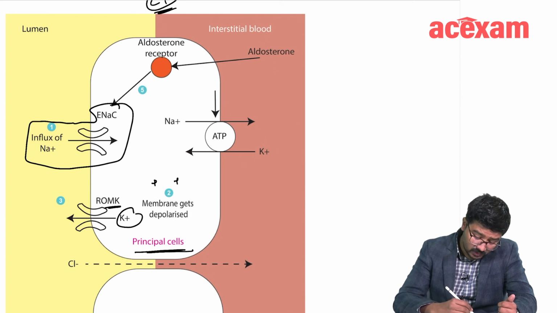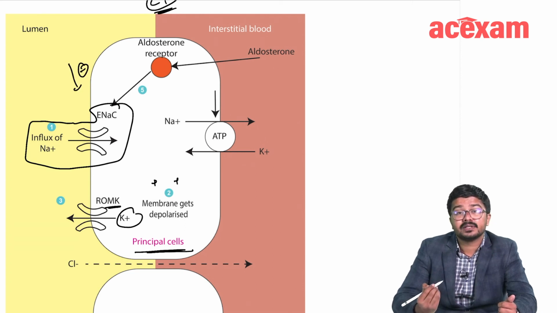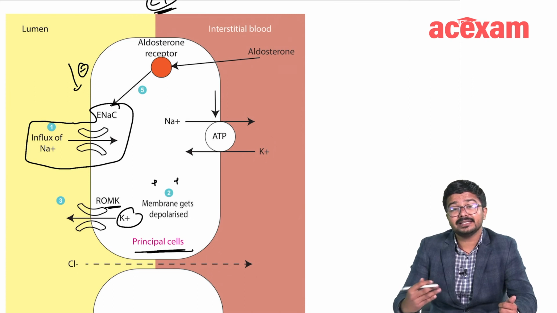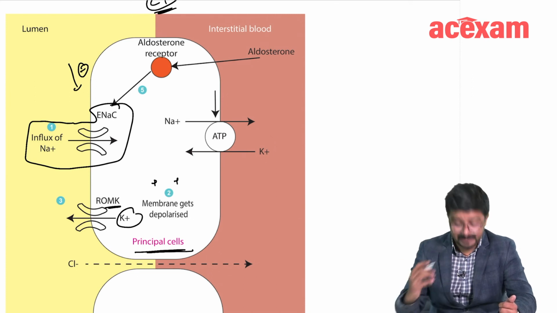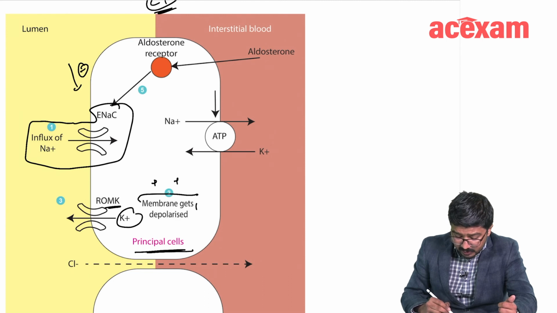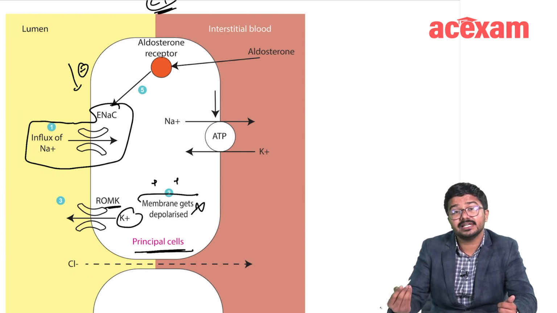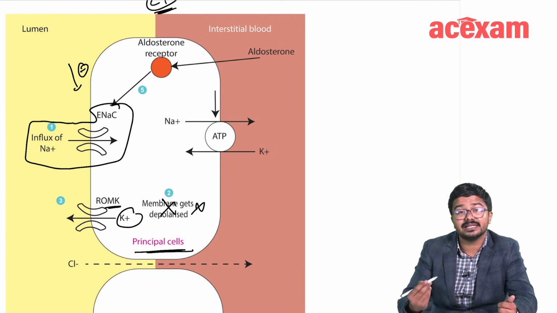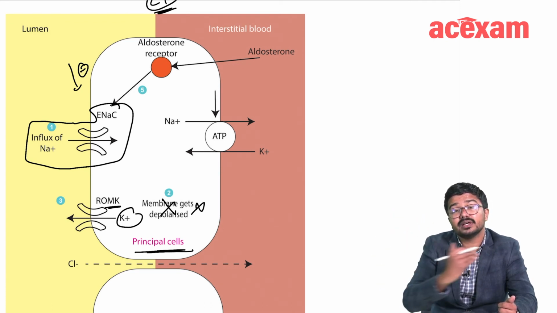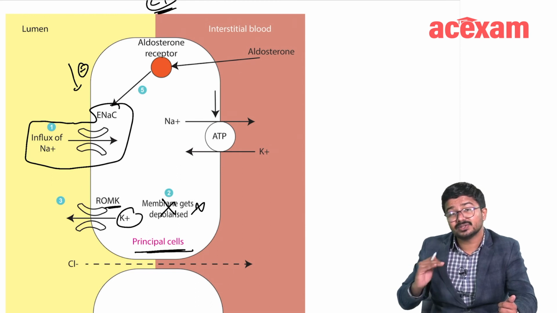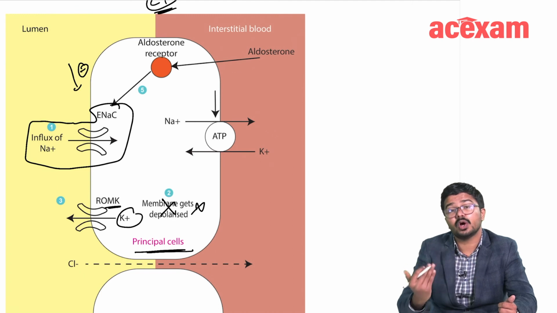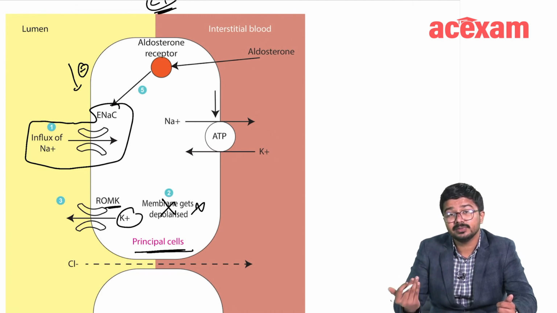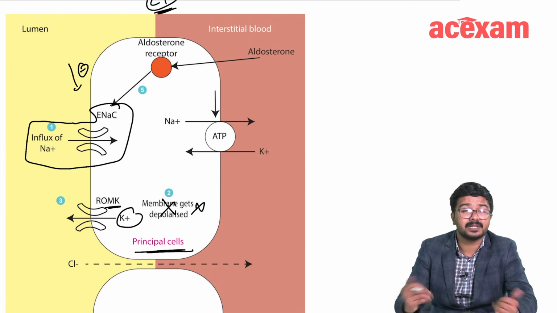Now, in the presence of an ENaC inhibitor, the inhibitor will be blocking the sodium influx. That basically means the membrane will not get depolarized. If the membrane does not get depolarized, there won't be excessive positive charge inside. So, if there is no excessive positive charge on the inner side, there is no requirement for the release of either potassium or H plus. So, the loss of potassium is not going to occur. That is why an ENaC inhibitor will not cause loss of potassium.